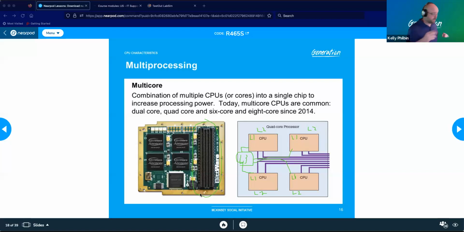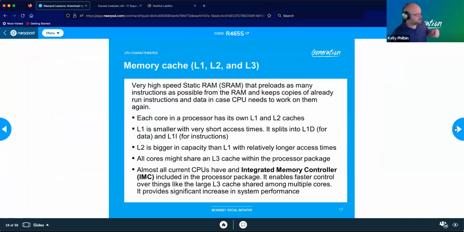Questions on this? L1, L2, L3. Kelly, so is L3 underneath that heatsink? I believe that's where it's located. Okay, thanks. All right, then we move on.